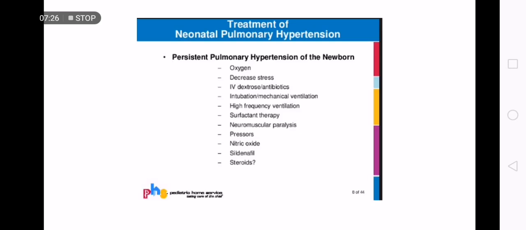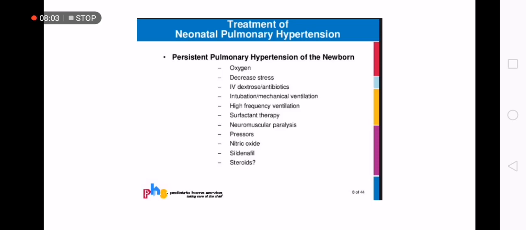The most common steps of treatment of neonatal hypertension: the most important thing is oxygenation or hyperoxygenation, which is the most important agent in the treatment of pulmonary hypertension. Then we have to sedate the patient and decrease the stress, because stress increases the stress hormone release, and this causes more and more pulmonary vasoconstriction.